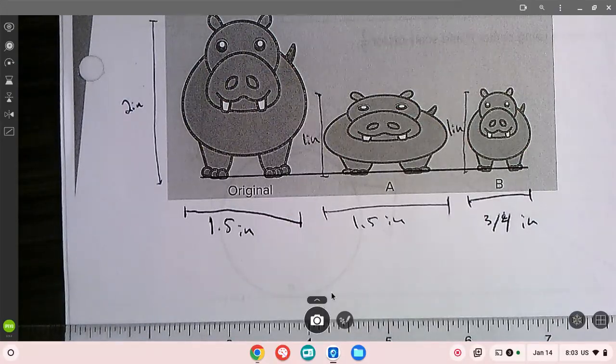Oh Nathan, what happened to your paper? Oh, bro, why did you rip it? Because I wanted to. Okay. Well, it's still usable, so please just be careful so you don't rip it all off, okay?